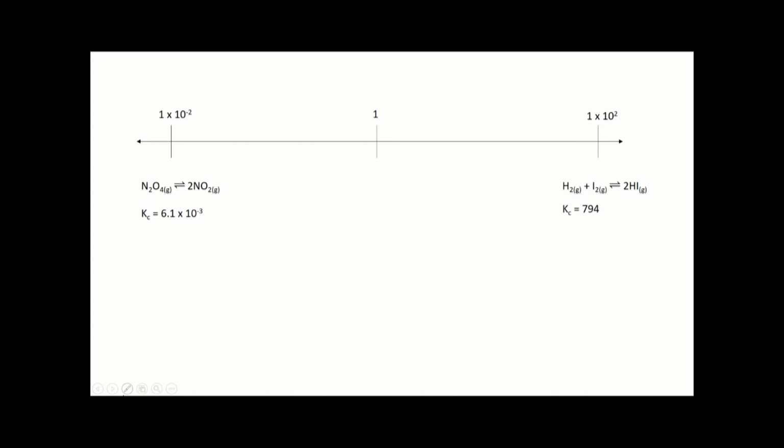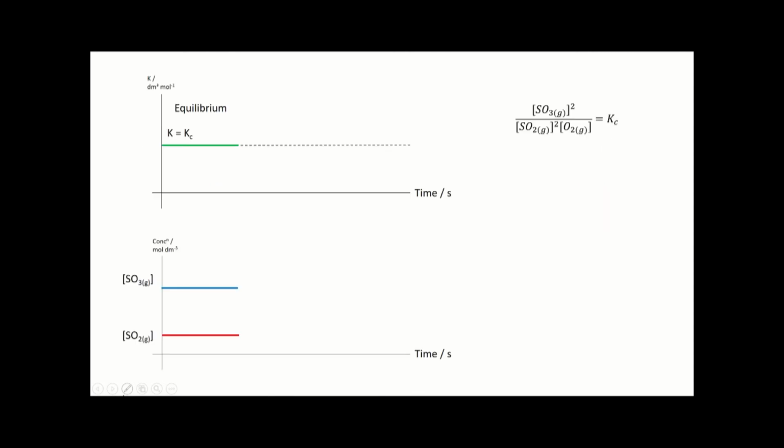On the other side, the hydrogen and iodine, we have a Kc value which is larger than 1 times 10 to the 2, and so therefore we say that that's shifted to the right-hand side. You have an awful lot of HI in your mixture and not much H2 and I2. Let's just have a look at this graph.